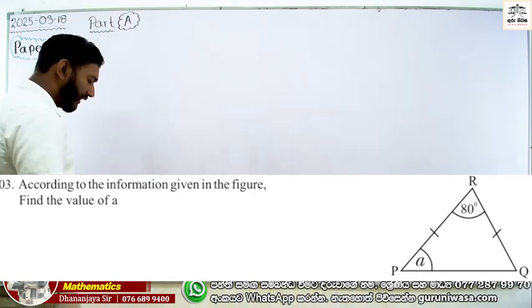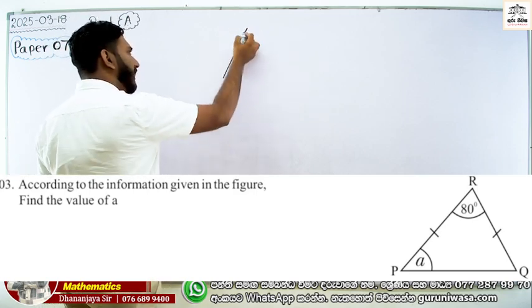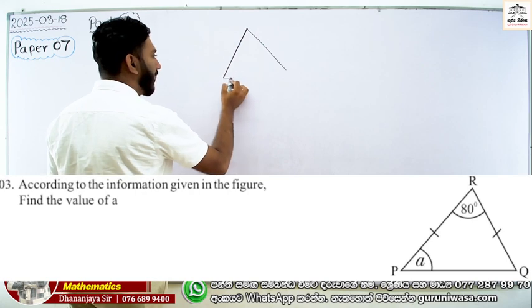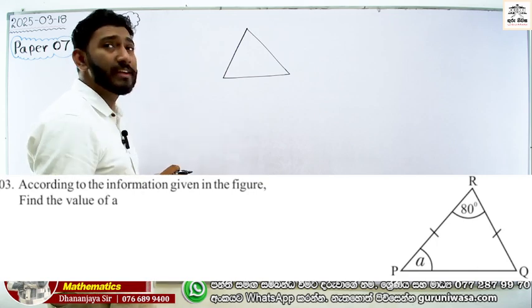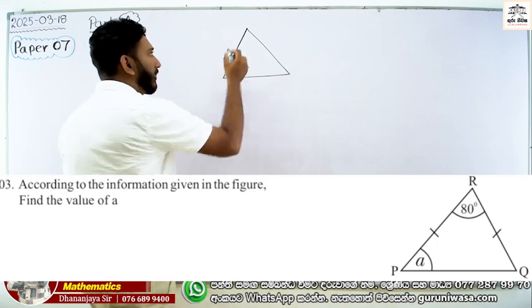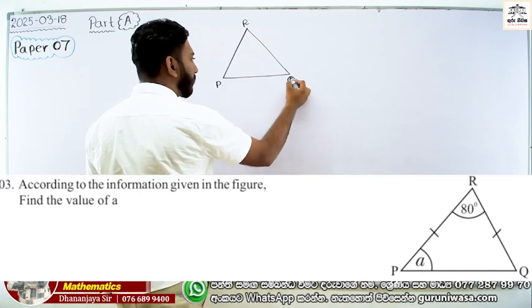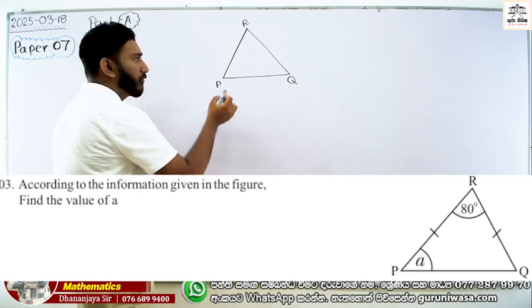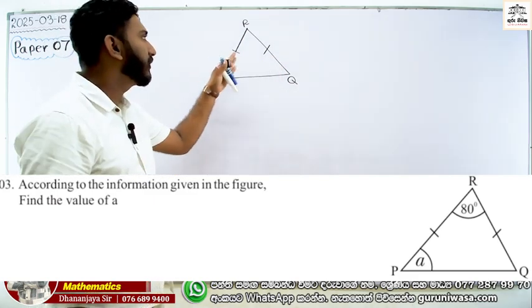According to the information given in the figure, find the value of A. Right? Now look at that. In grade 10, we did triangles 1 and triangles 2. Right? The theorems related to triangles, and this one is very, very important. Look at the triangle PQR. This one is very specific because 2 sides are equal.